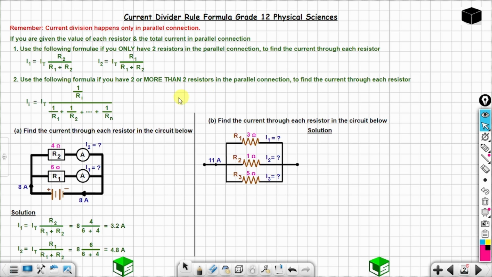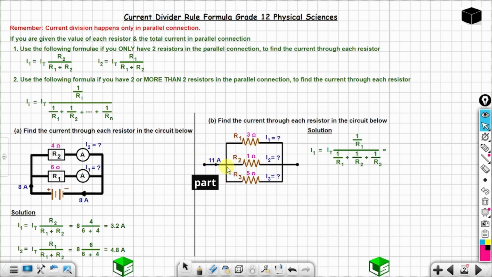So we are going to use this formula to find I1, the current through resistor number 1. You have the total current times this. The total current is 11 amperes. You have 11 amperes.